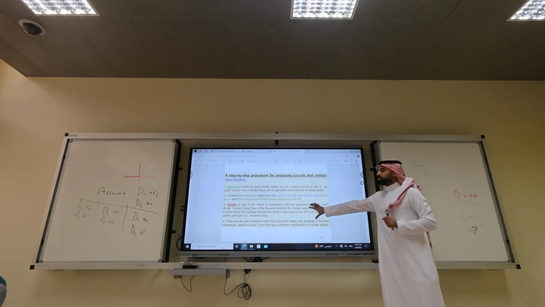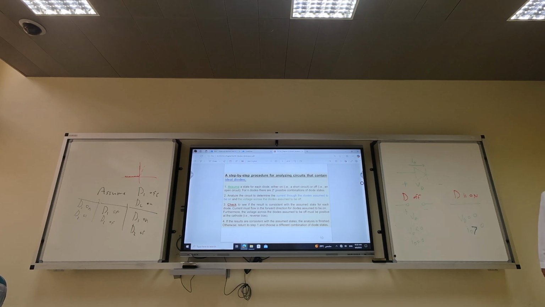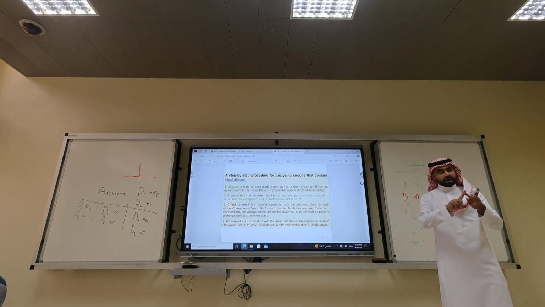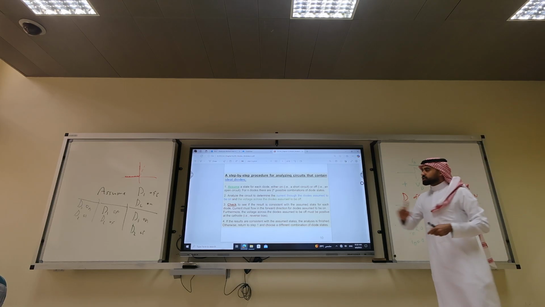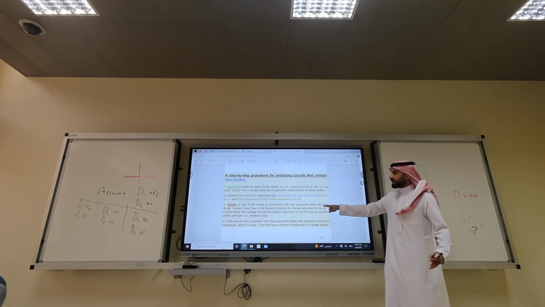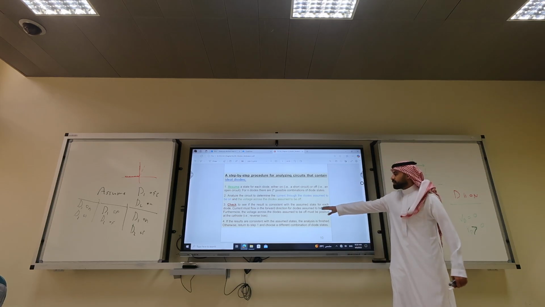What's the last step? Check the conditions. Check if things make sense or not. So how many steps do we have? Step number 1, assume. Step number 2, analyze. Step number 3, check. So what do we check? Check if the results are consistent with the assumed state for each diode. Basically, you check these conditions.